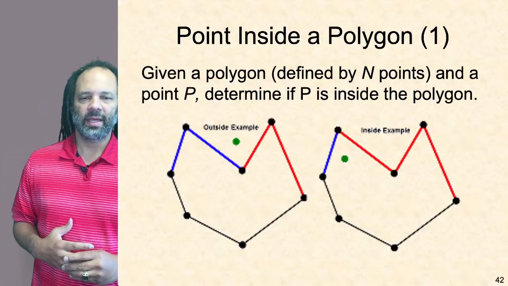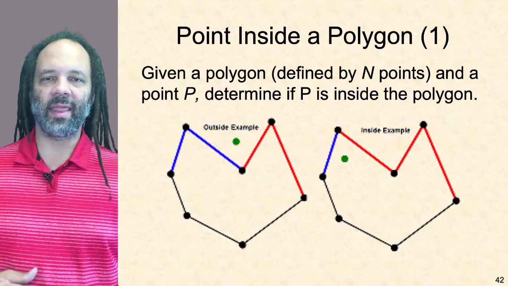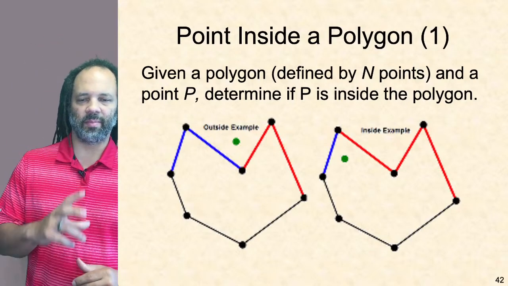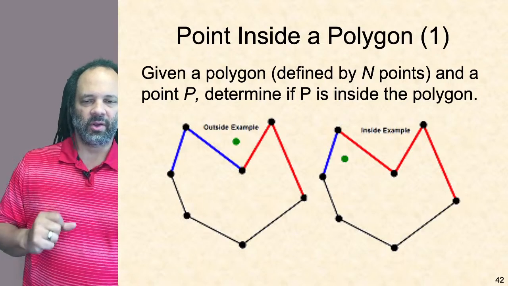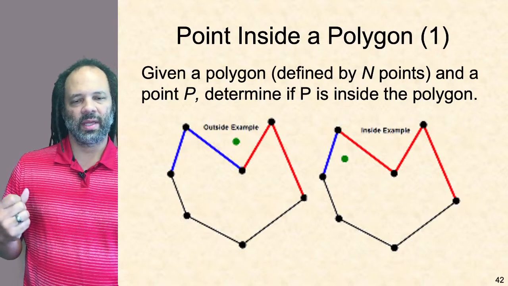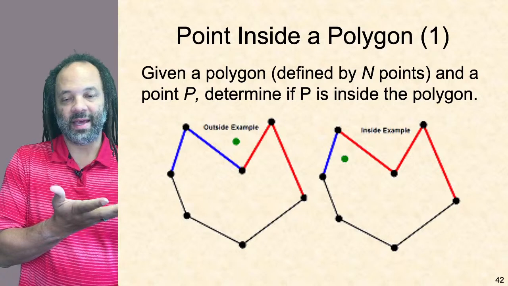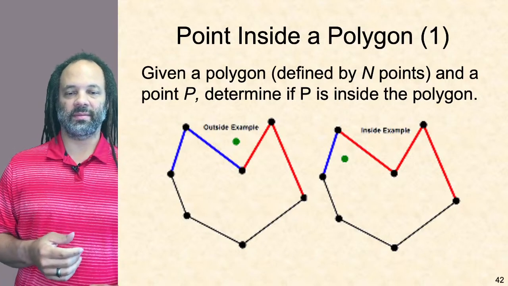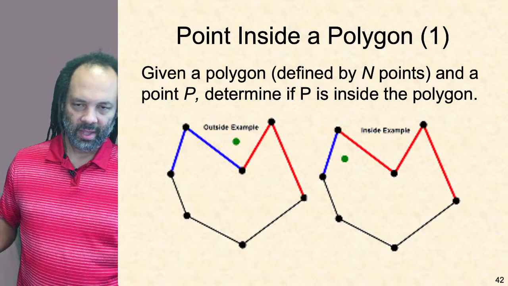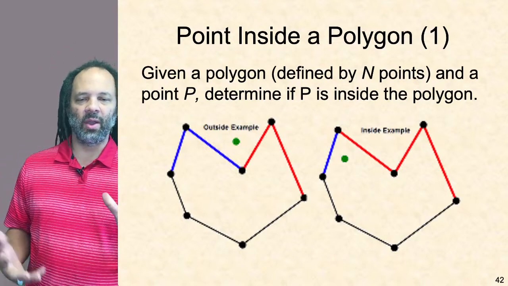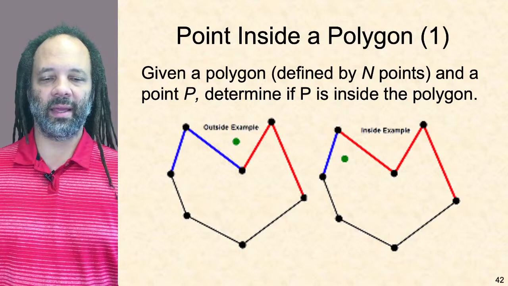New problem here. How about, is this point inside the polygon? Here we've got the polygon, drawn in black and blue and red, and I've got this green point there. The question is, I can see this, but how do I program this sort of thing? Given some polygon defined by these endpoints in order, and some point P, how do I know if the point is inside the polygon?